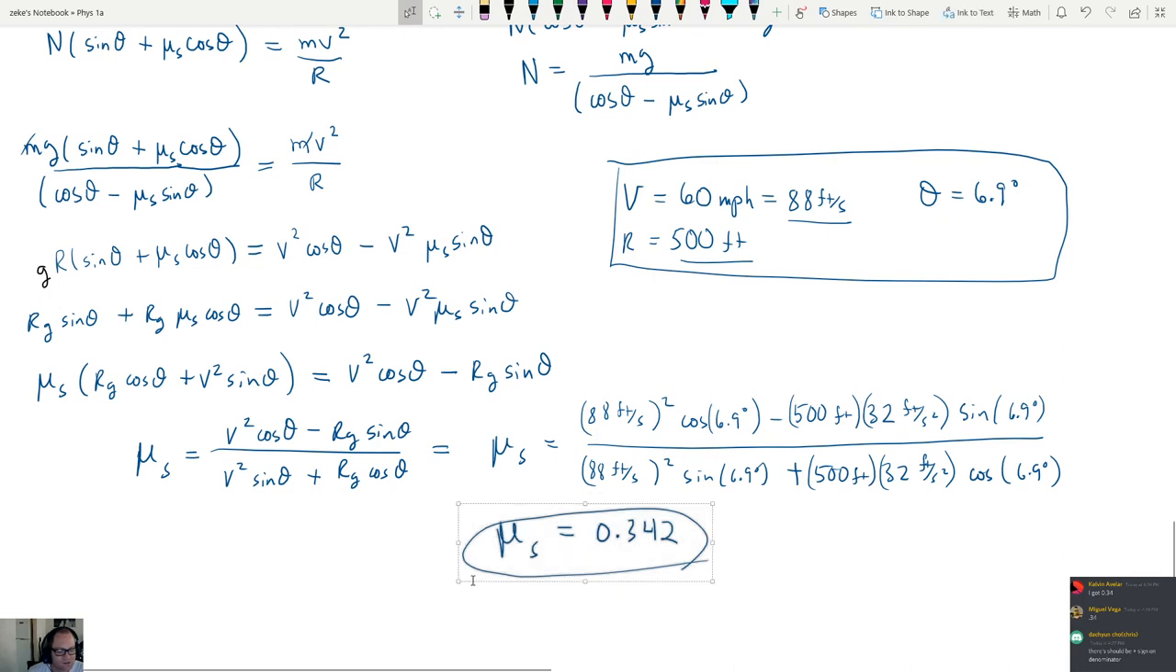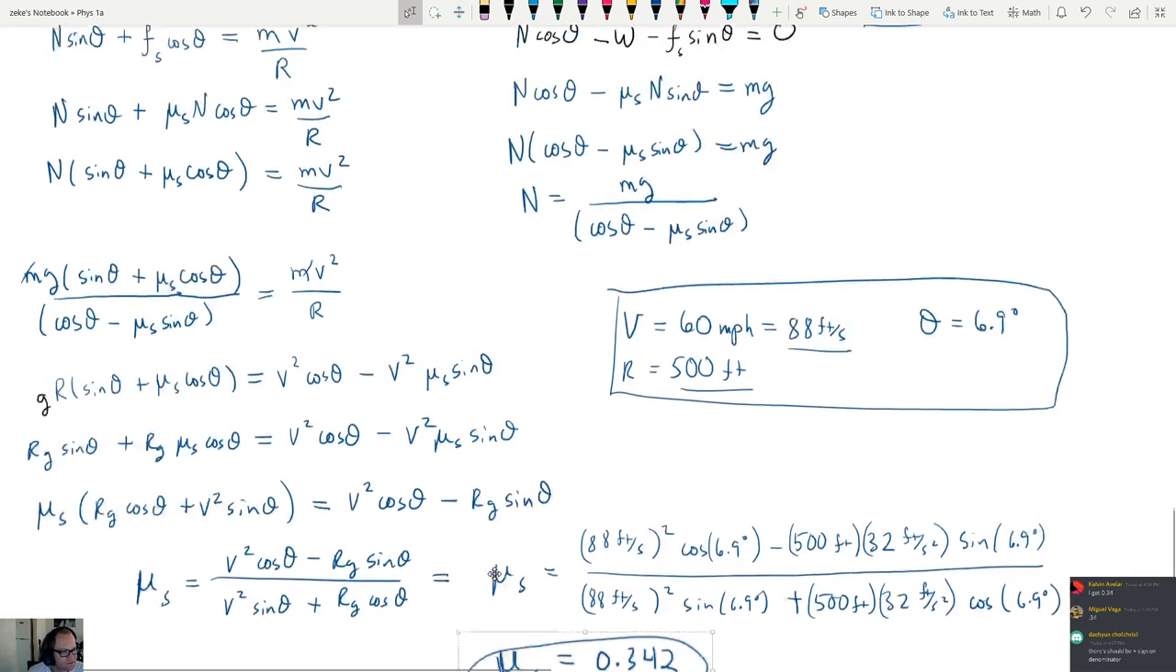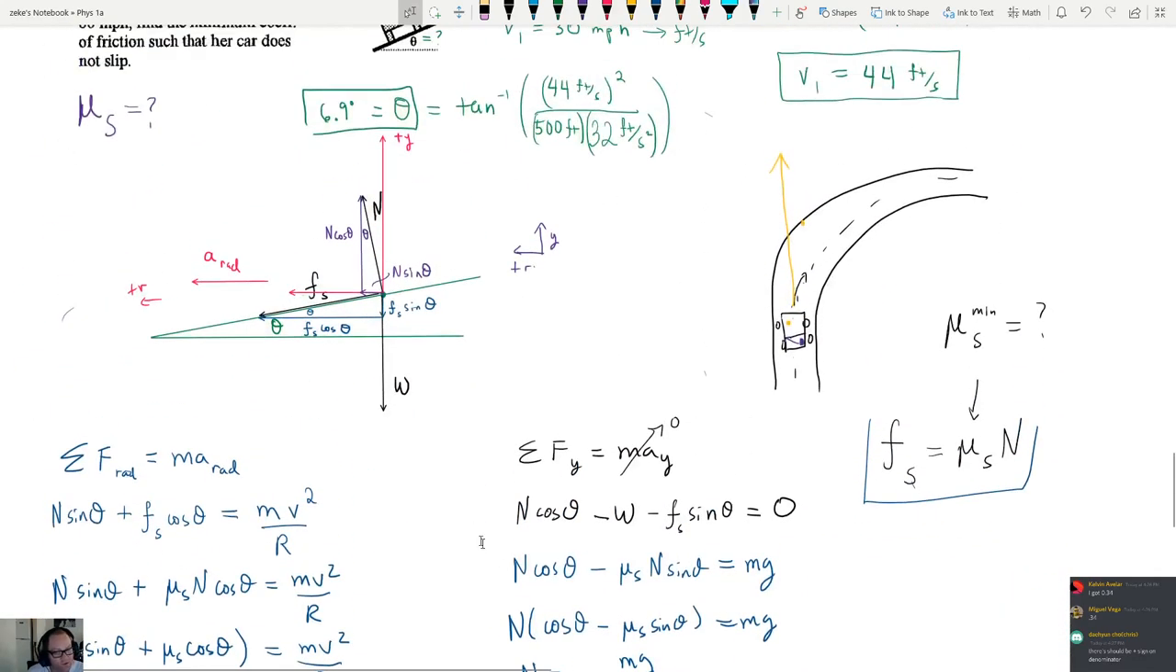And I asked the question, instead of figuring out what the minimum coefficient of friction is, what are the minimum and maximum velocities that the person can take the turn with, right? Does that make sense? So to figure that out, that's where you've got to go back to the question about what direction the friction points.